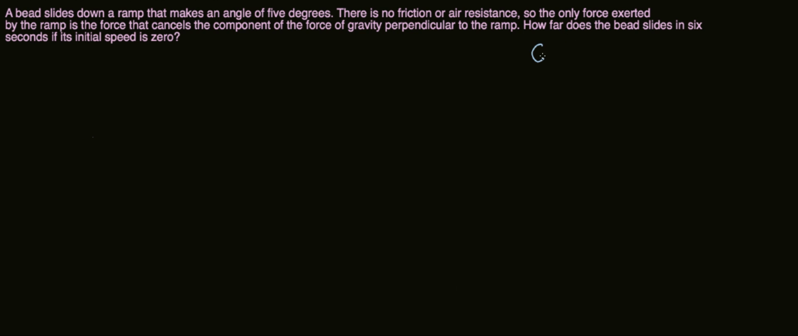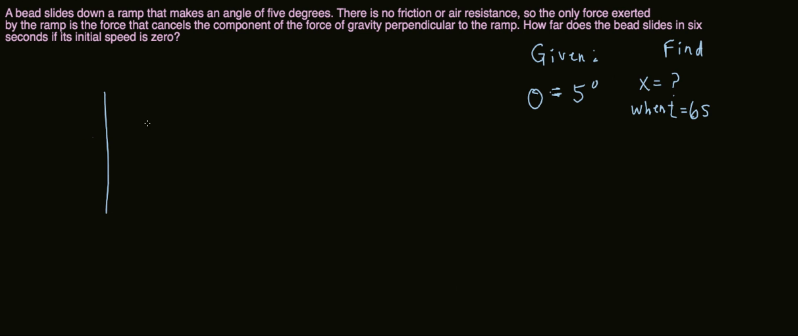Okay, so we can write down some of the things that we are given. We know that the angle of the ramp is 5 degrees, right? And then the question is asking for, we want to find the x component when t is 6 seconds. Okay, and then we also know the initial speed. So let's draw a ramp first.